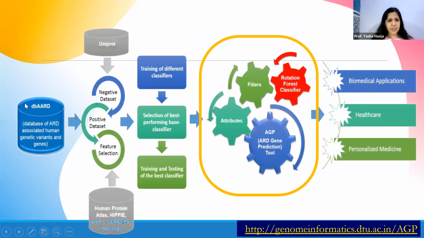So from the database that we constructed, we took the information of all the proteins hosted there in dbAR from UniProt, and we created a positive and a negative data set. Since this is a labeled data set, I'm talking about supervised learning, right? And I also selected the features of those genes which I thought could distinguish between the ARD-associated genes and the ARD non-associated genes. And then I developed a classifier, and the classifier which best worked for my genes was a rotation forest classifier, and my tool thus developed had a high level of accuracy and was published as AGP, and it is hosted on my lab website. And we believe that our tool may have various biomedical applications in healthcare and also in personalized medicine.